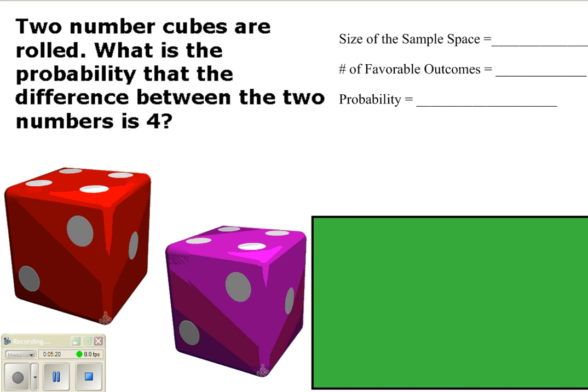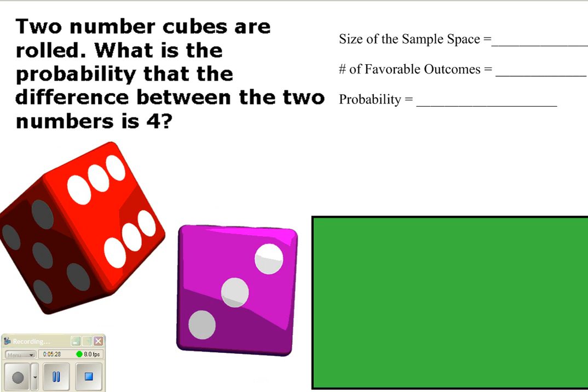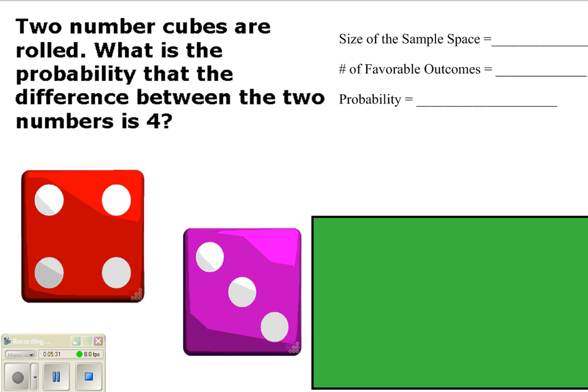2 number cubes are rolled. What is the probability that the difference between the 2 numbers is 4? Well, what's the size of the sample space if I'm rolling 2 dice? Remember, there are 6 outcomes on the first die and 6 on the second, so that gives us 36 total outcomes. Now, what's the number of favorable outcomes, being the ones that have a difference of 4?